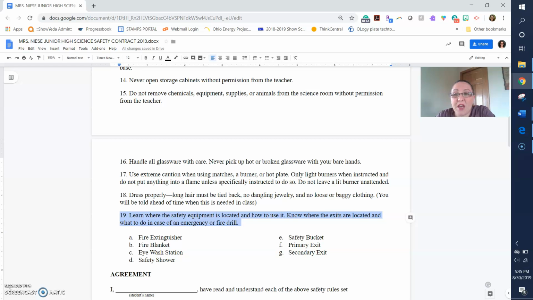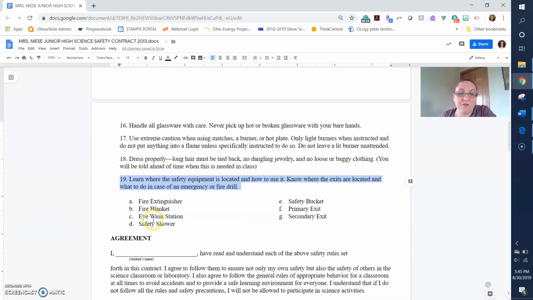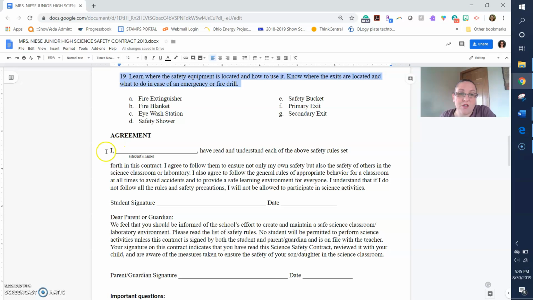So what you're going to do, now that you've reviewed this safety contract and answered the questions, make sure that you fill out the agreement down here. So you're going to write your own name here, print it clearly, please. So you're going to say, I have read and understand each of the above safety rules set forth in this contract. I agree to follow them to ensure not only my own safety, but also the safety of others in the science room or laboratory.